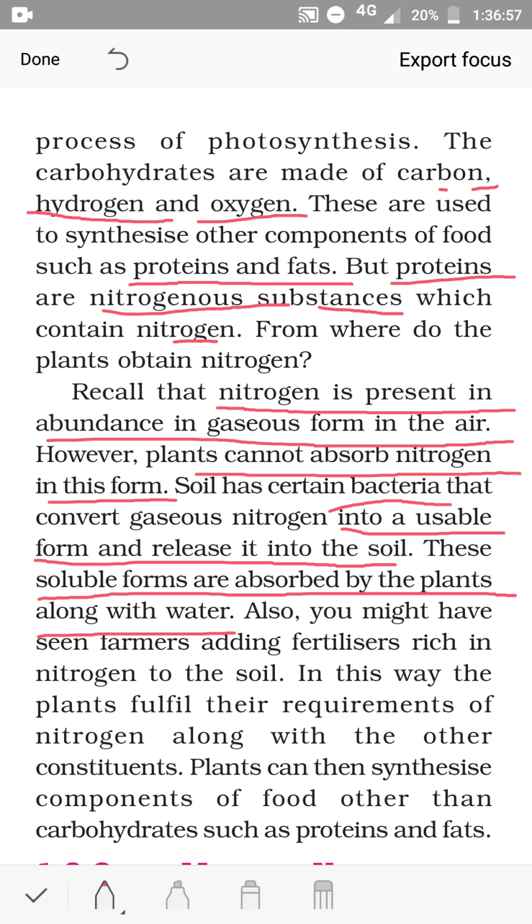Also you might have seen farmers adding fertilizers. Farmers add fertilizer rich in nitrogen to the soil. So we say they are using nitrate fertilizers in the soil. In this way, the plants fulfill the requirements of nitrogen along with other constituents.